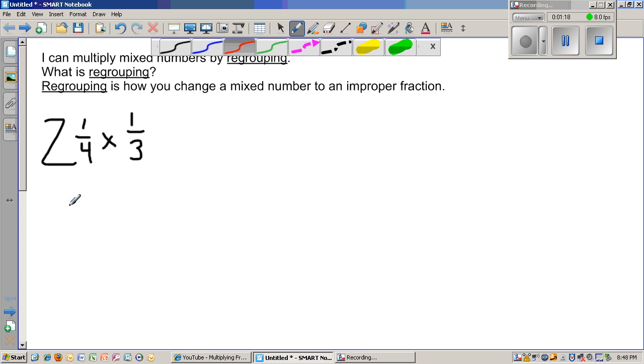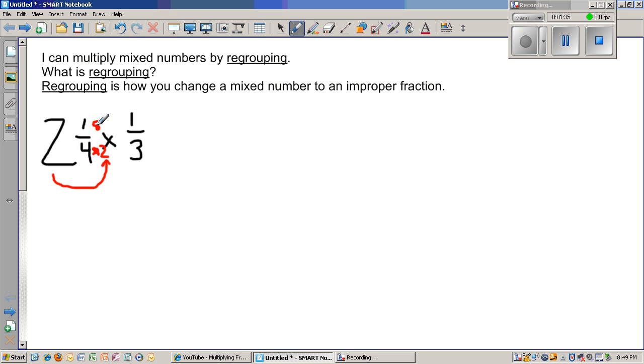First, we're going to take our 2 and we're going to put him right here. And we're going to say 2 times 4 equals 8, right? Okay, well, we're going to put that 8 right up here. And then we're going to say 1 plus 8. 1 plus 8 equals 9, right? Okay. 9 over 4. So right now we changed our 2 and 1/4 into an improper fraction.